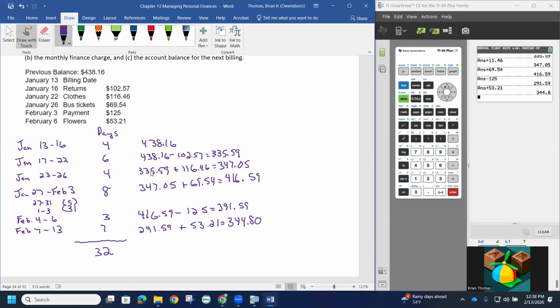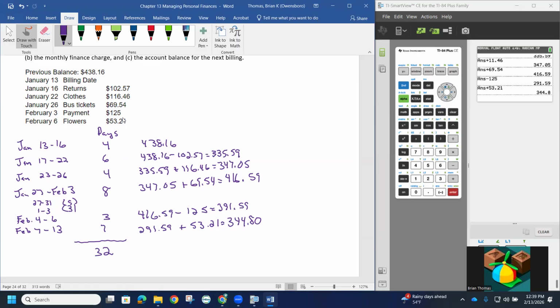Then we move along and we start buying again. On the 22nd, we buy again. So on the 23rd, my balance has changed. So 335.59, we add the 160.16, and we end up with this 347.05. So they added to our bill, and then it stays that way until the 26th. On the 27th, our bill changes again because we bought bus tickets. So that adds to our bill. We're now up to 416.59.